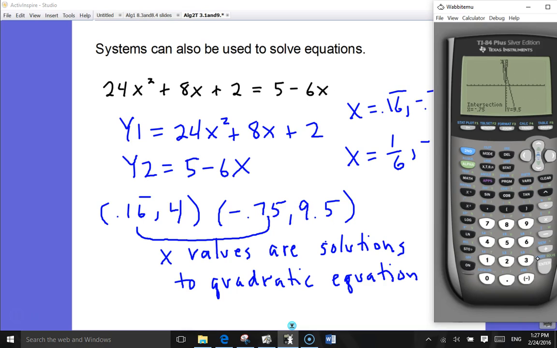Now the thing is, if we're solving this, we're doing this because we're solving an equation. That equation did not have y in it. We introduced y to make it into a system. So we don't care about these y values here. These are the solutions to the quadratic equation, the x values where they intersect. Right? So that works for any kind of equation. It could be a logarithm equation, an exponential equation, whatever. Put one half side of the equal sign in y1, the other half in y2. Look for the intersection point. Always works.